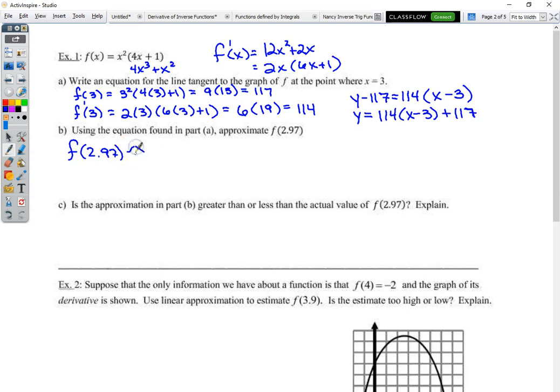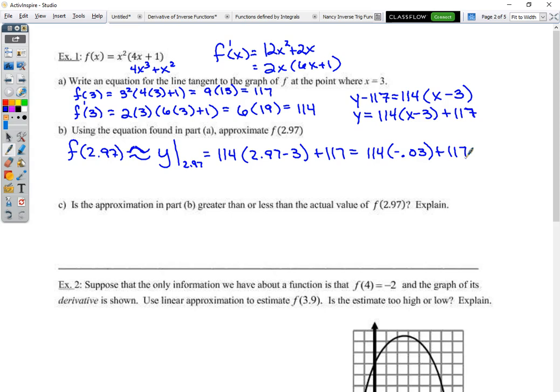So instead of having to do a lot of extra work, what I can choose to do is approximate that as the y value evaluated at 2.97. See, instead of finding the curve at the exact point, I can say this is just 114 times (2.97 minus 3) plus 117, or written slightly differently, 114 times negative 0.03 plus 117.